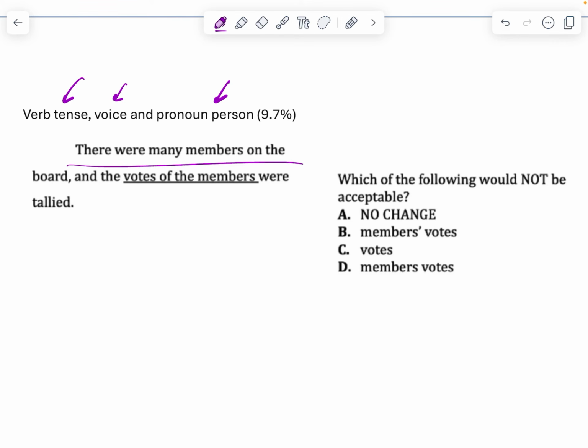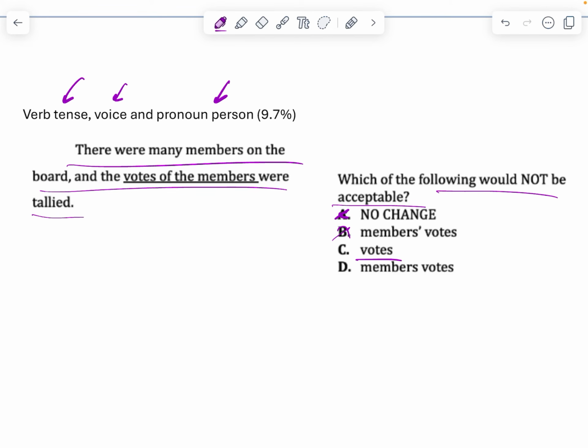There were many members on the board and the votes of the members were tallied. So which of the following would not be acceptable? Well, this seems acceptable to say votes of the members, so that's fine. Members' votes, this is also correct because if you have a plural subject and you're doing a possessive against that subject, then you should put the apostrophe after the S in this case. So that's correct. That's going to be acceptable.